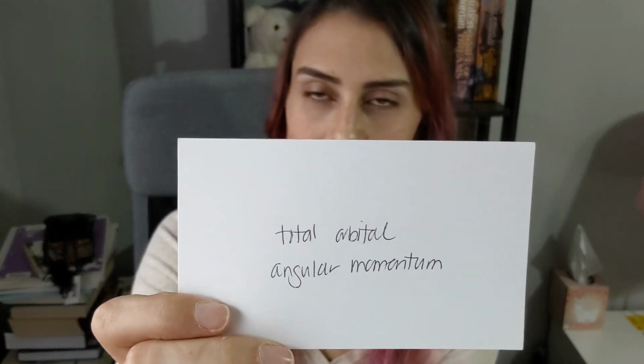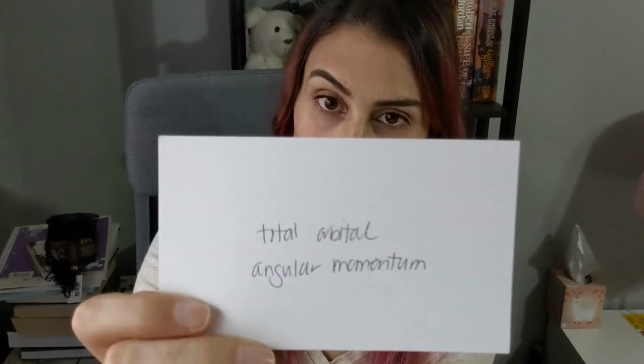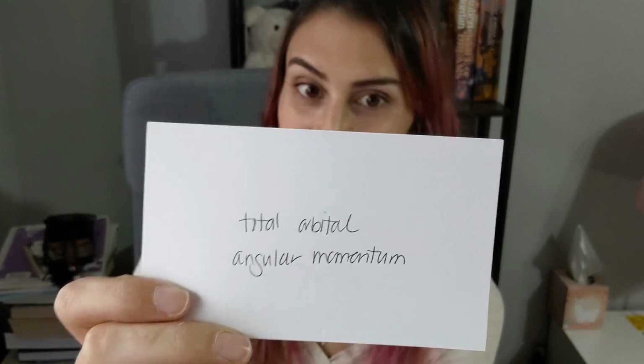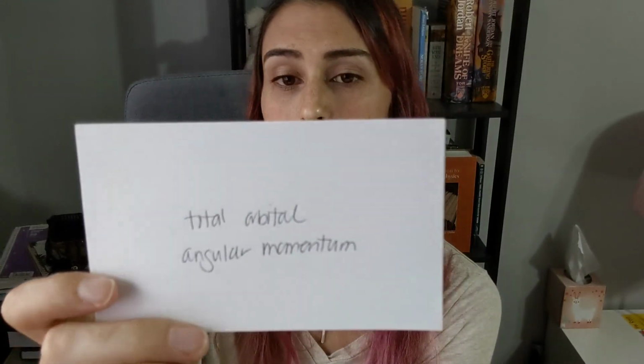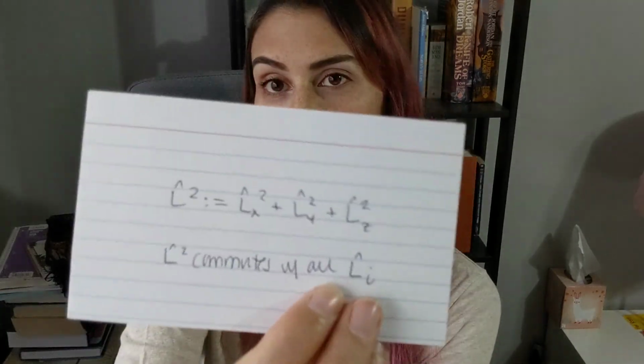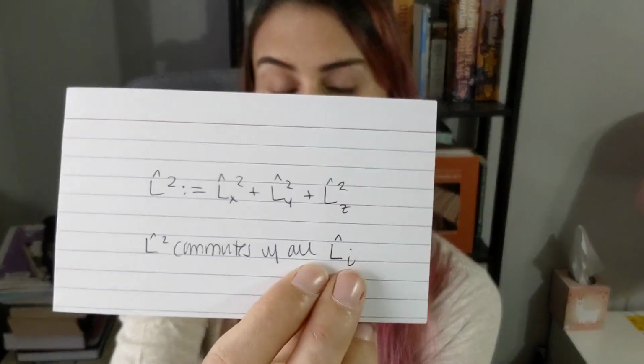Total orbital angular momentum, L hat squared is equal to L x hat squared plus L y hat squared plus L z hat squared. And L hat squared commutes with all of the L sub i hats, so x, y, and z.